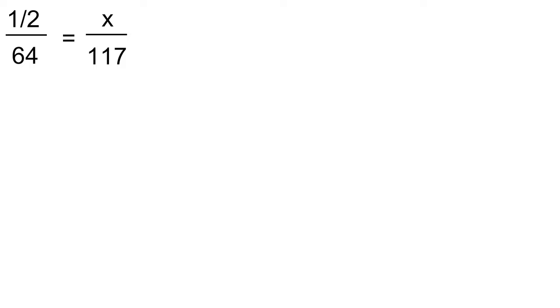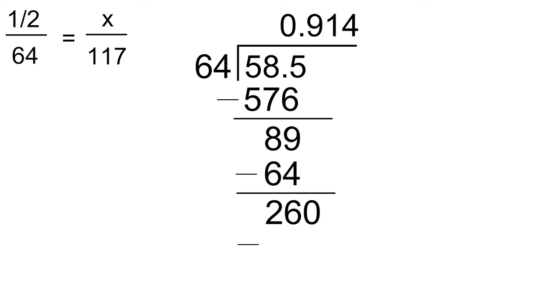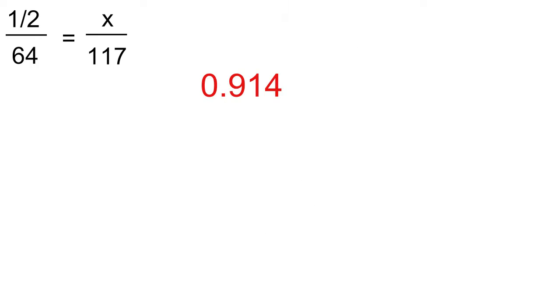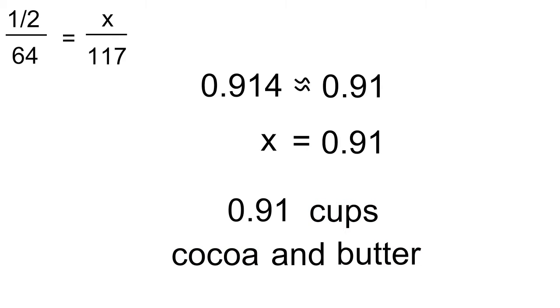Here's the long division. The answer is 0.914, or 914 thousandths. I'll round 0.914 down to 0.91. X equals 0.91. I need 0.91 cups of cocoa and butter.